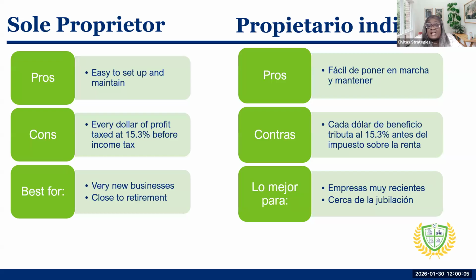Now we're going to look at some pros and cons of all of our establishments, our business structures. So first, we're going to start with the sole proprietorship. We already know that those are easy to set up, and they are taxed at the 15.3%, which would be a con. But keep in mind that sole proprietors are best for very new businesses.